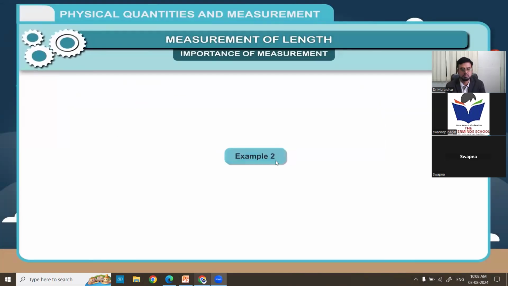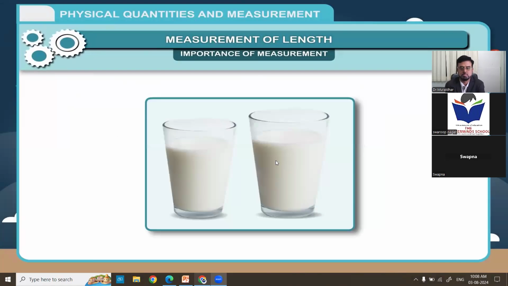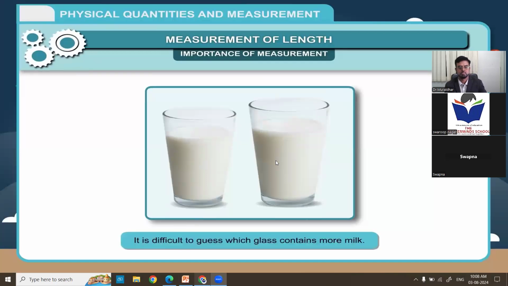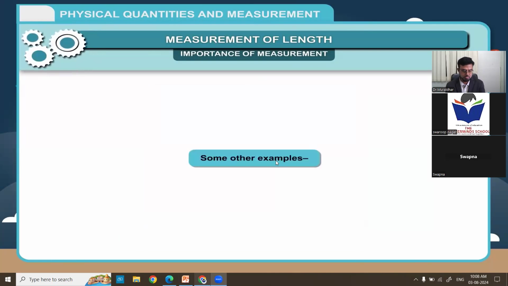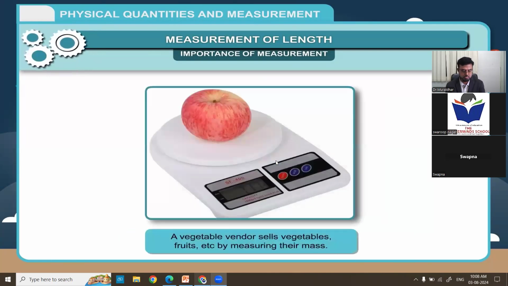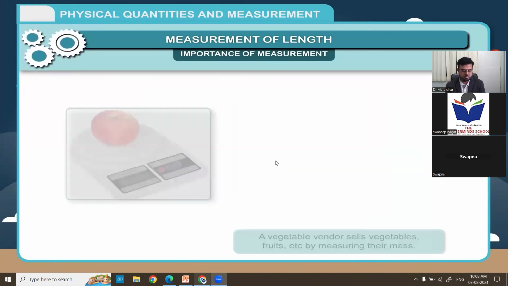Example 2. Two glasses containing milk are given below. In the above figure, two glasses contain milk. It is difficult to guess which glass contains more milk. We can only tell it with the help of measurement. Some other examples. 1. A vegetable vendor sells vegetables, fruits, etc. by measuring their mass.